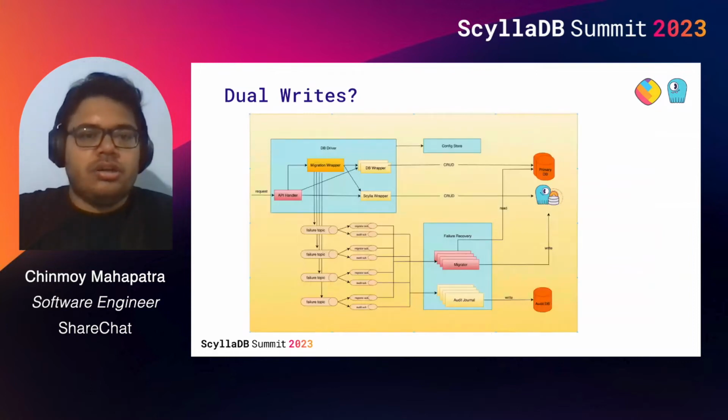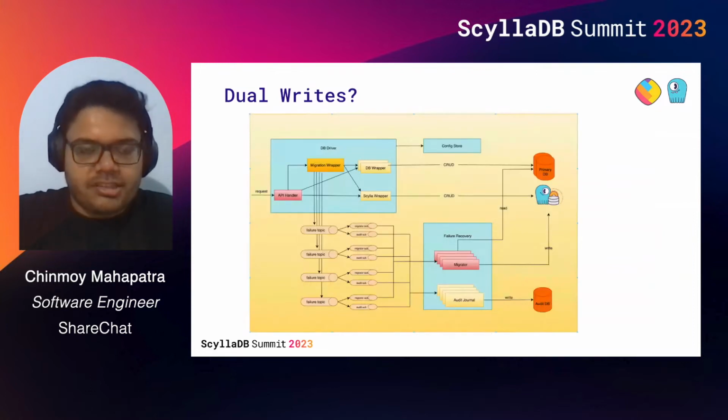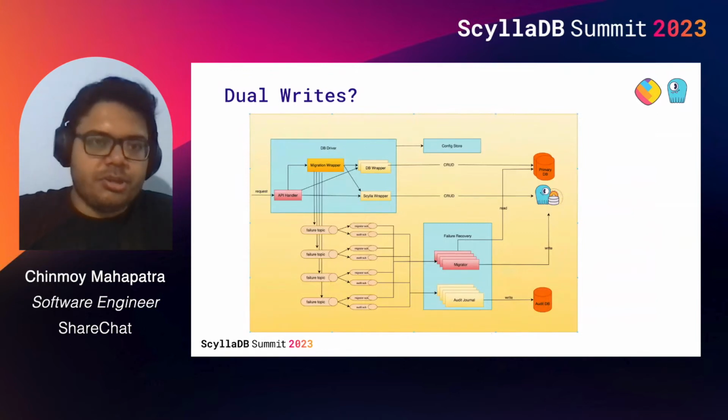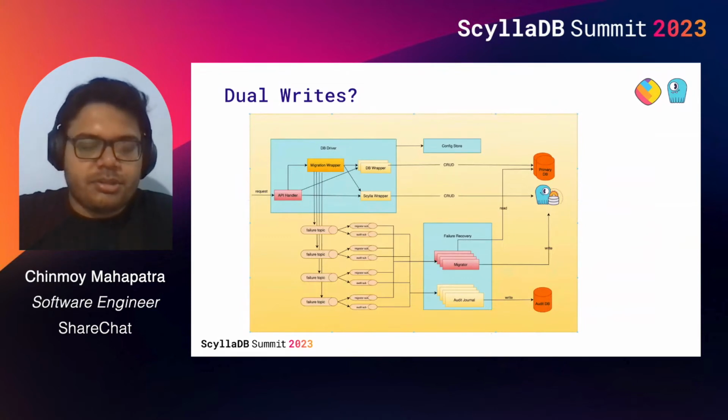Moving on, so how were we able to achieve the dual writes part? I wanted to take a deeper look into DB driver. If we look at DB driver, there are mainly three parts. One are the DB wrappers. Now these DB wrappers are basically responsible for doing CRUD operations in each of the individual databases.